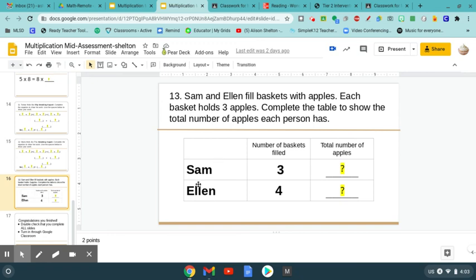And this one says Sam and Ellen have baskets. Here's their baskets. Sam has 3 and Ellen has 4. Each basket holds 3 apples. Complete the table to show the total number of apples.